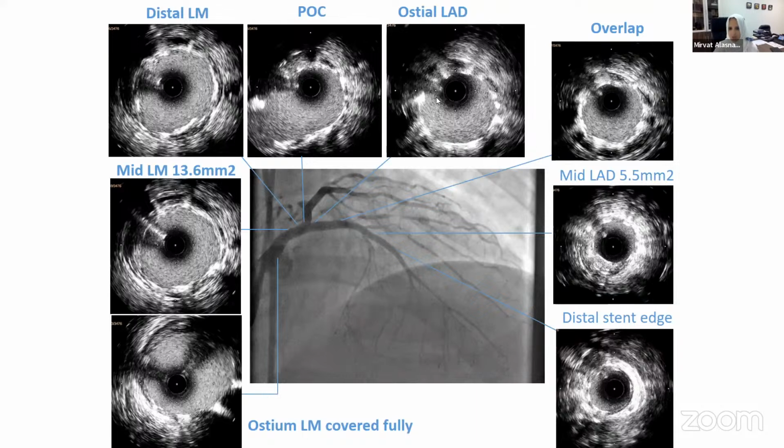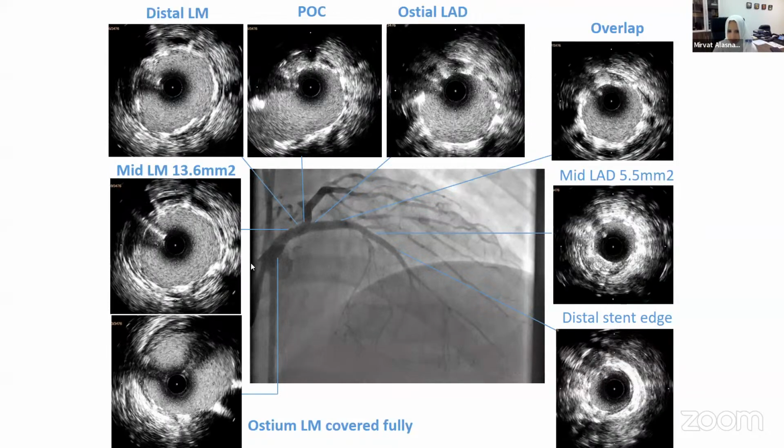You keep going to the ostial LAD, and you want to look at the overlapped segment of 2 stent layers. And then we keep going down until we see the distal edge, which is a little hard to appreciate here, but I think it's because it's a reproduced image and it's a little too bright. But that is actually how you do it.